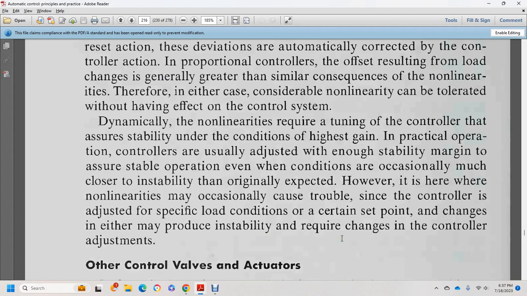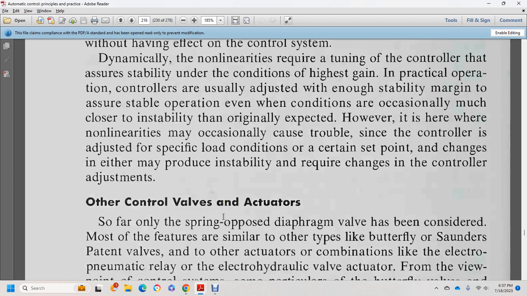Dynamically, nonlinearity requires tuning of the control to the extreme of the stability within the condition of the highest gain of practical operation. The control is usually adjusted with enough stability margin to ensure stable operation even with conditions occasionally much closer to instability than originally expected. However, if there are nonlinearities, it may occasionally cause trouble when the controller is adjusted for a specific load condition at a certain set point, and a change of either may bring instability, requiring a change of the controller adjustment.